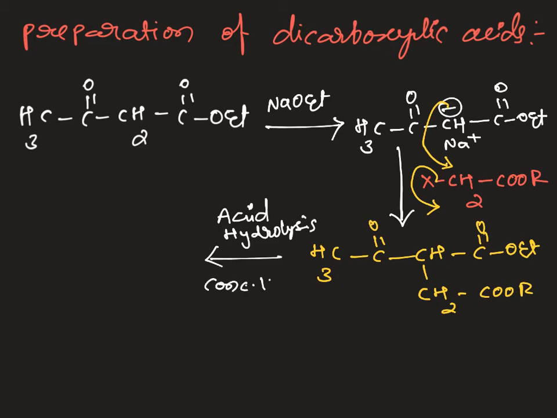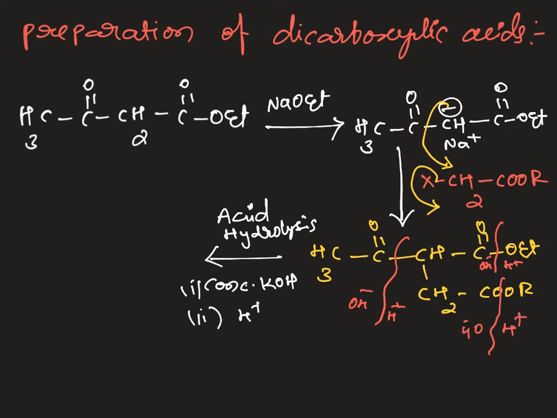Concentrated base, followed by acidic workup, H plus. Here also the reaction will go in the same fashion. The cleavage will take place here, OH minus and H plus. Cleavage will take place here, H plus, OH minus. And here also it is an ester group. This also undergoes hydrolysis, H plus and OH minus. So we get different products.